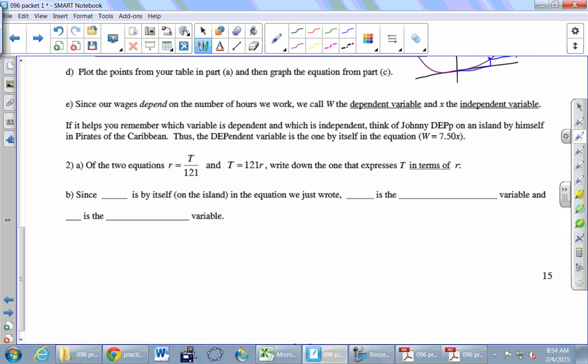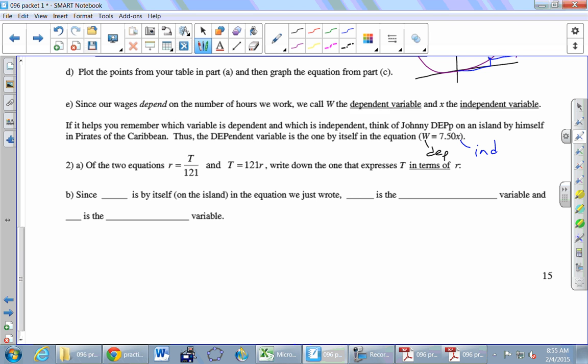So let's be clear here. W equals 750x, which is the dependent variable? W or x? Dependent is W, the one that's by itself like Johnny Depp. So that one is the dependent variable, which means by process of elimination, the x is the independent variable. Yeah? Just vocabulary. It's not hard, but I guess it is until you know exactly what the vocabulary means. Okay, moving on to 2A.